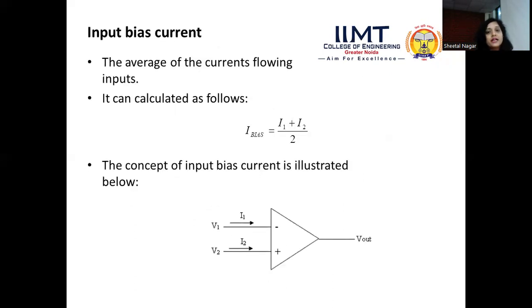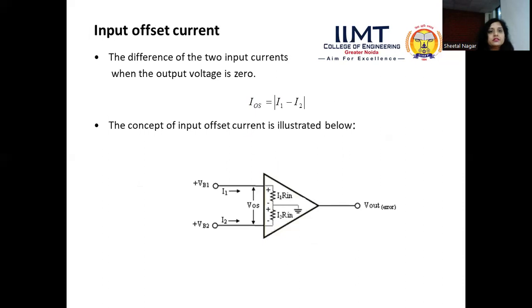Now, input bias current. These are the main parameters of the operational amplifier, in which the most important parameter is the input bias current. It is the average of the currents flowing into the inputs, and it can be calculated as follows: input bias current is equal to (I1 plus I2) divided by 2, where I1 is the current flowing through V1 and I2 is the current flowing through V2. The concept of input bias current is illustrated ahead.